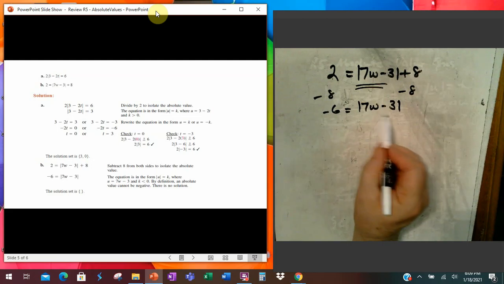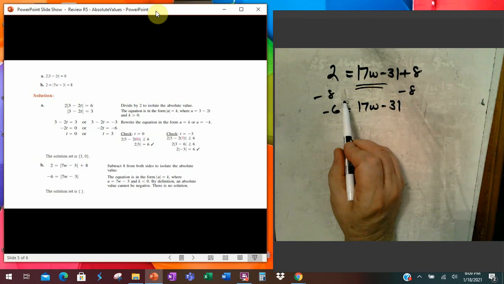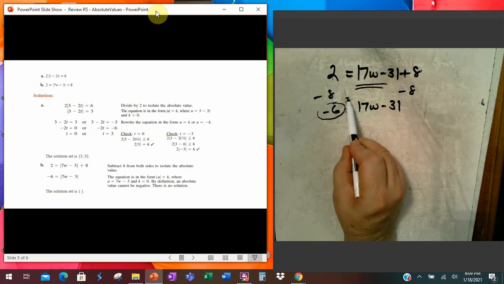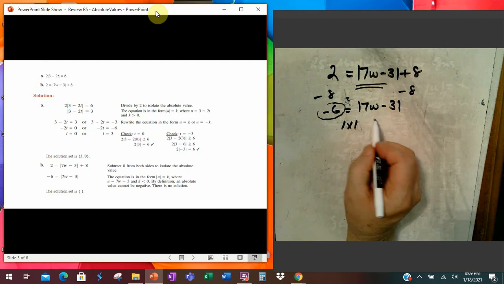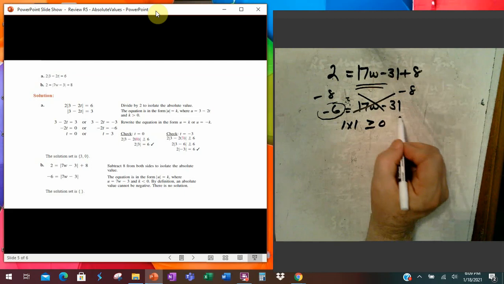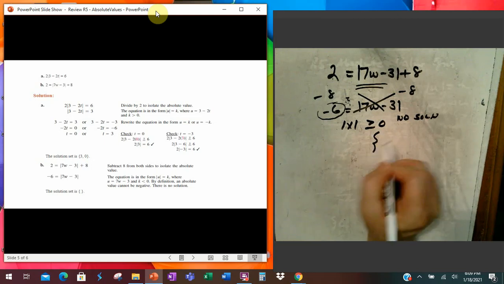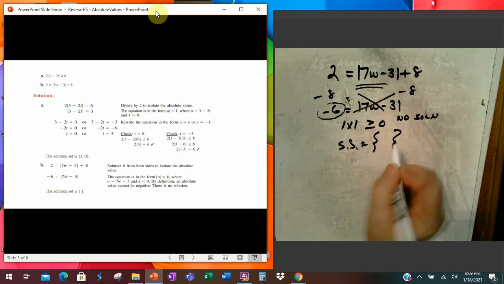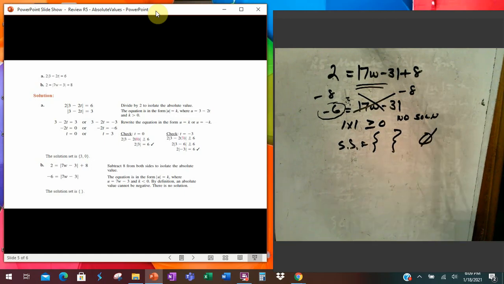Again, I've got the absolute value of something, the distance between here and here, but now look at this. The absolute value of any number is always greater than or equal to 0, and this is a negative number. So here we can stop and say no solution. I just have to recognize, hey, this can't be a negative number. So the solution set, the SS, is equal to the null set. You can also write that as just the null set.